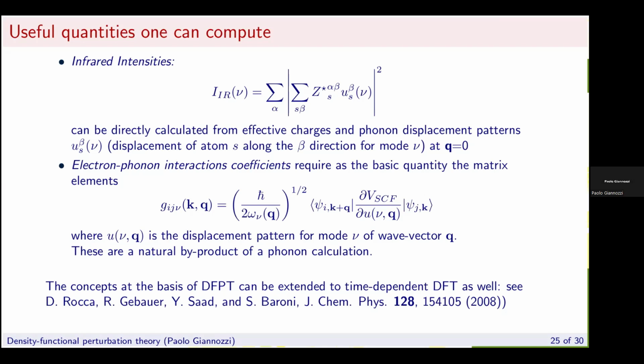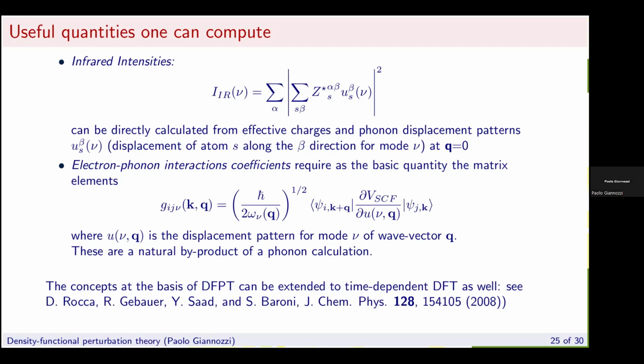These are delicate calculations for reasons I will briefly mention soon. But anyway, the phonon code of Quantum ESPRESSO is the basis for a lot of investigations on electron-phonon related properties, in particular using the EPW code that is part of the Quantum ESPRESSO distribution.